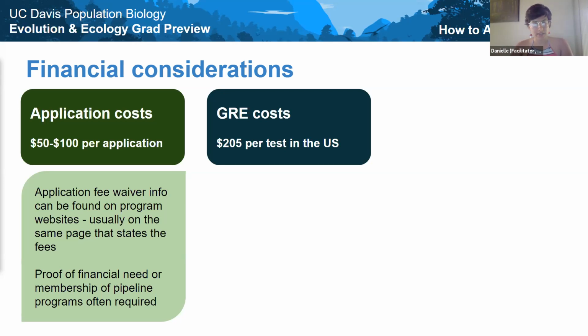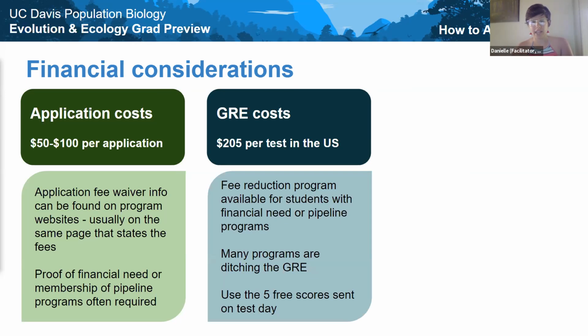And so some ways to mitigate this, if you do have to take the GRE, which we'll talk about a little bit later. There is a fee reduction program per the site, which is ETS. And this, again, is similar to the application fee waiver, where you may need to prove financial need or pipeline program admittance. And then many programs are ditching the GRE, and you have 5 free scores to send. So you could basically send your scores out to 5 schools that you know you want to apply to, and boom, you saved yourself $125 at 25 a piece.